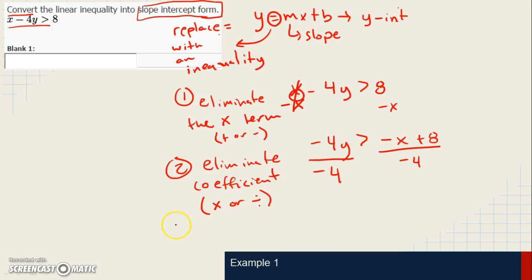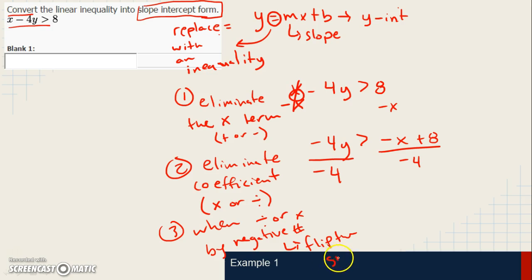Okay? And now here's the little third rule. When you divide, and you can remember this from when we solved inequalities, we have to flip the sign. So when we divide or multiply by a negative number, we've got to flip the sign. So since we divided, we're going to go ahead and flip this sign. So it was pointed this way. Now we're going to point it the other way.